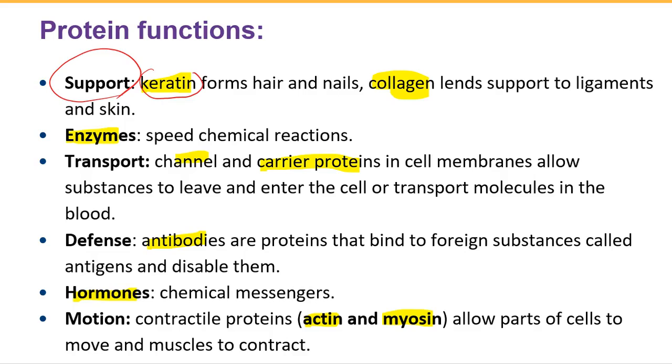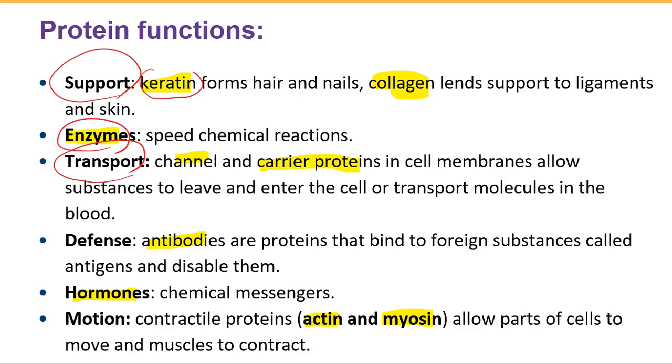Then we have enzymes. So enzymes are proteins. Enzymes are important because they're actually going to speed up the chemical reactions in cells. Honestly, without enzymes, we are not able to digest the food properly. So it takes years to digest the food into smaller pieces or nutrients, and then we can absorb them properly. So it means that enzymes are super important in our body, and they are made up of protein.